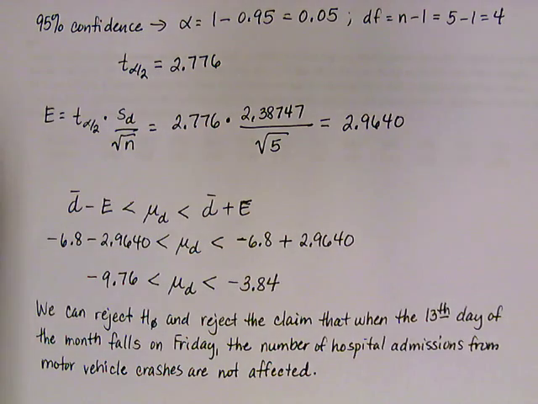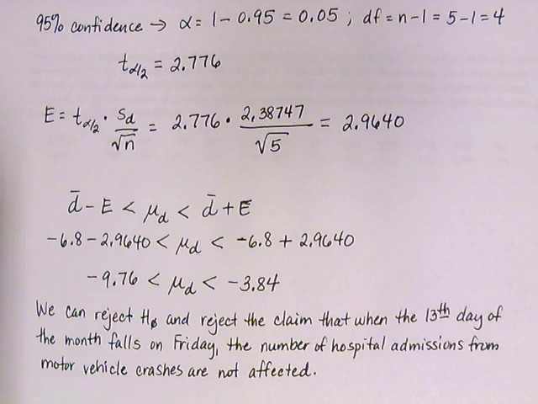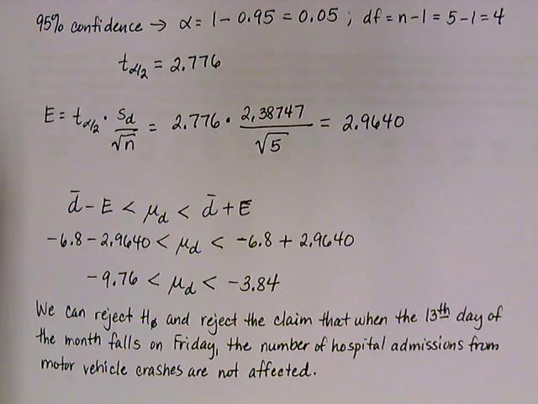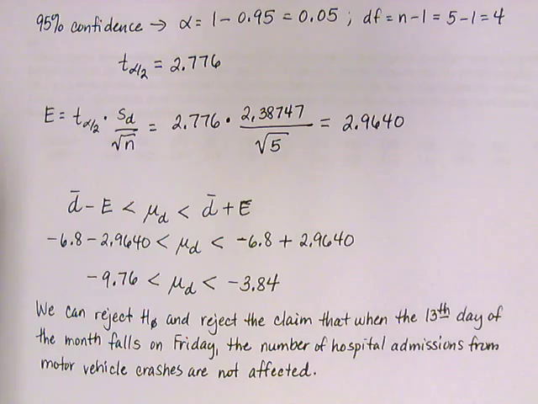Okay, and that's because that confidence interval does not contain 0. Those limits are both negative, so we can reject the null and reject the claim that when the 13th day of the month falls on a Friday, the number of hospital admissions from the motor vehicle crashes are not affected. Okay. So this is where we can construct that 95% confidence interval estimate, and then test that claim.